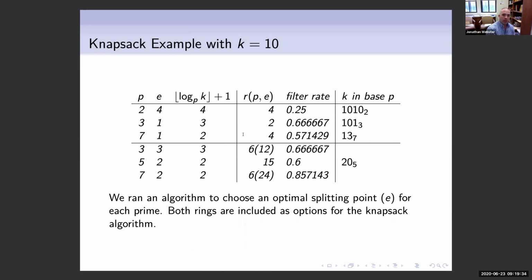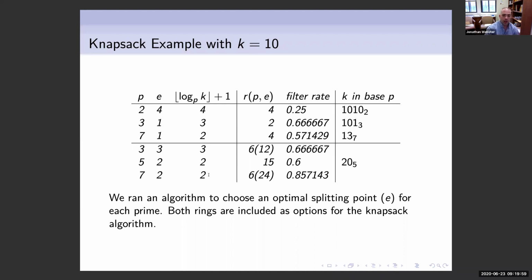And so here for our small running example, we see the filter rates of 2 to the 4th, 3 to the first, 7 to the first. They have a pretty good filter rate, and this is why we rejected these other ones. They don't have as good a filter rate. So 3 cubed, 5 squared, and so forth.